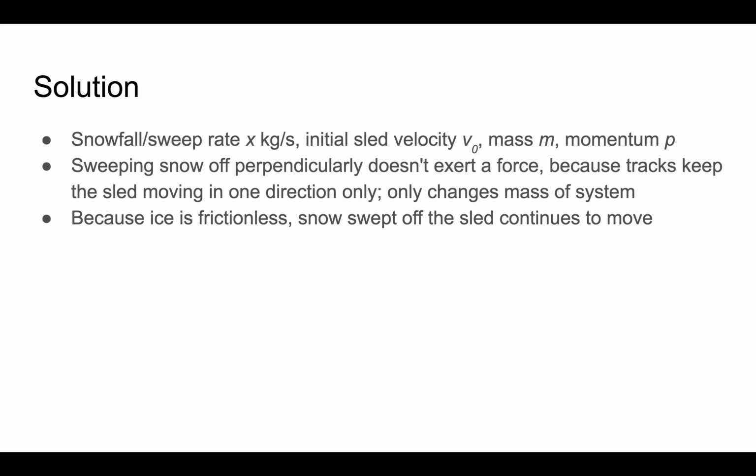So let's define some handy quantities here. We'll say that the snowfall rate is x kilograms per second, which is also the sweeping rate. We'll say that we sweep snow infinitely soon after snow falls on the sled. Like the snow will fall on the sled, and then almost right after that we sweep it off. So it's basically a steady state. The mass doesn't meaningfully change. And we'll say that the sled has an initial velocity v sub naught, a mass of m, and a momentum of p.